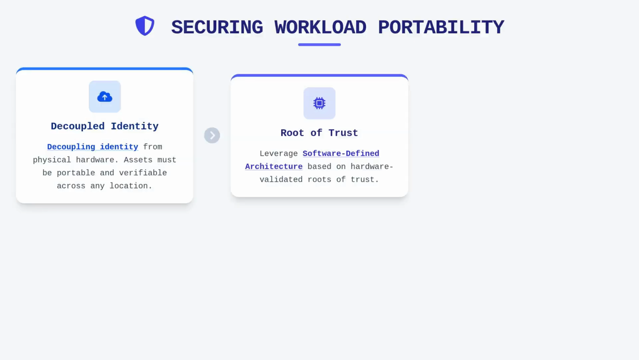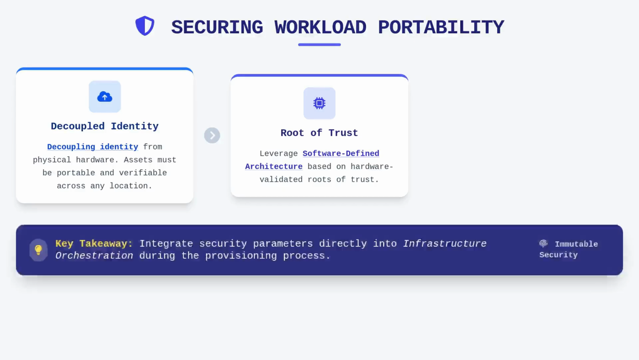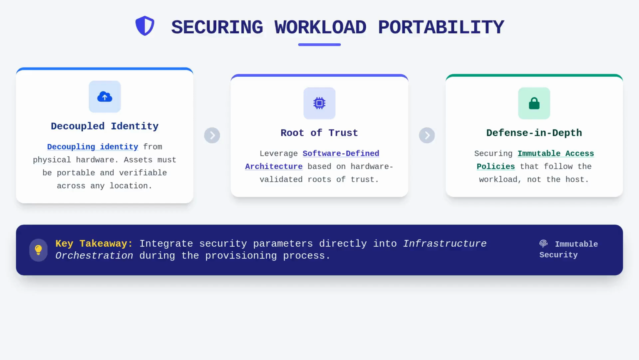This is why software-defined security architectures, which rely on hardware-validated roots of trust, are so critical to the ecosystem. You have to ensure that the cryptographic identity of the workload is not tied to a specific physical server, but rather exists as a portable asset that the infrastructure can verify regardless of location. When you design your deployment templates, think about how you will inject these security secrets during the provisioning process. Integrating these security parameters into your infrastructure orchestration ensures that you are providing a defense-in-depth posture that follows the workload, rather than forcing the workload to comply with the local security settings of the host.